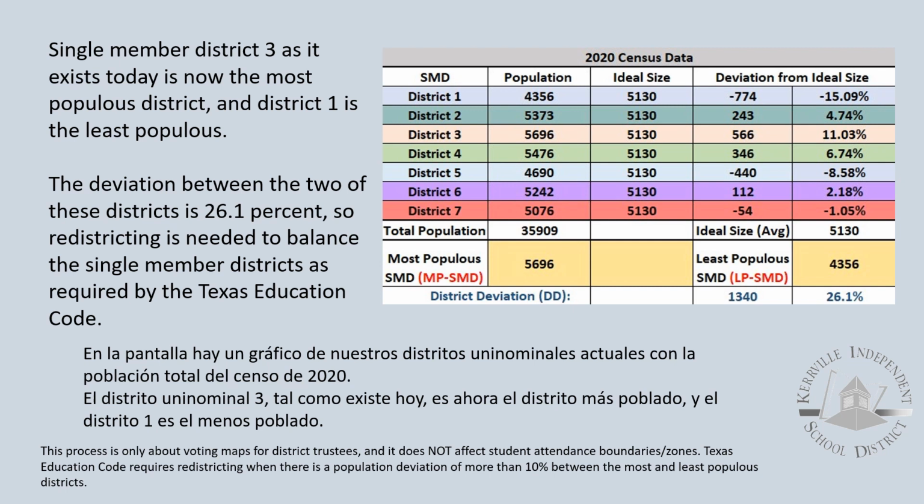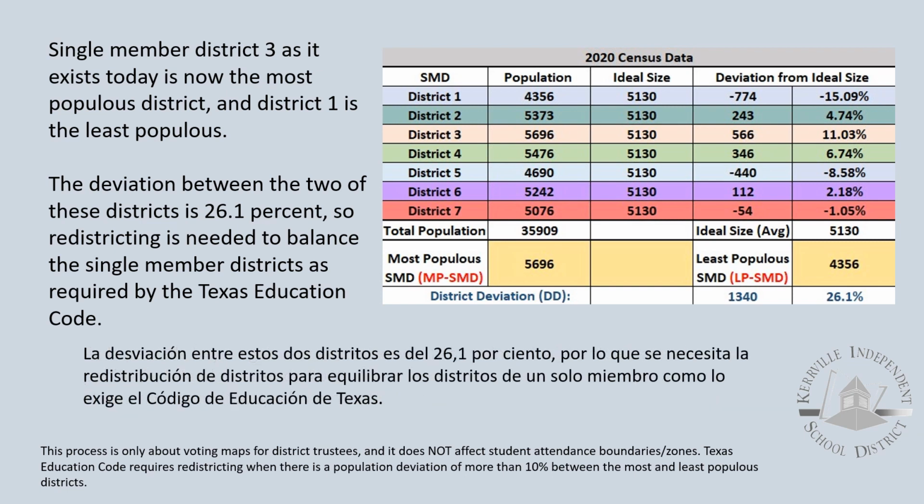On the screen is a chart of our current single-member districts with the 2020 census total population. Single-member District 3, as it exists today, is now the most populous district, and District 1 is the least populous. The deviation between the two of these districts is 26.1%, so redistricting is needed to balance the single-member districts as required by the Texas Education Code.